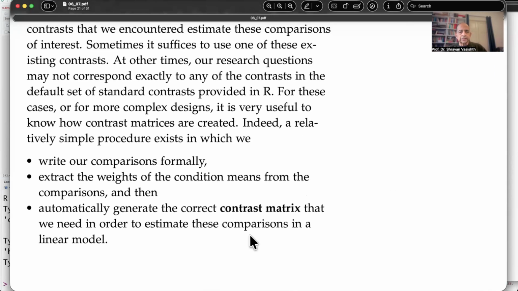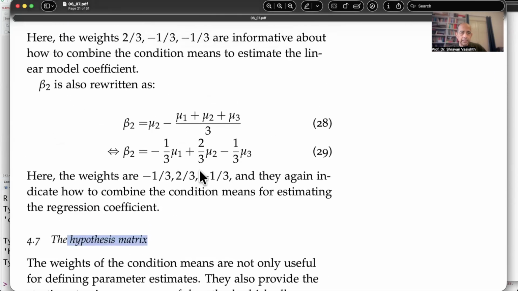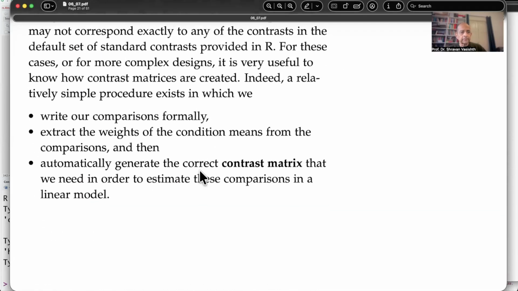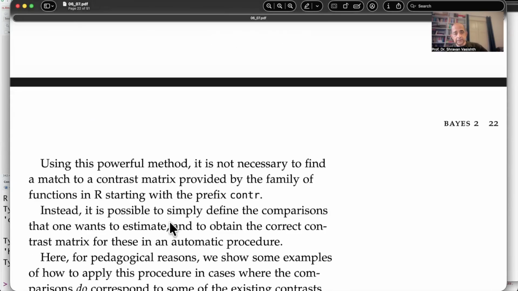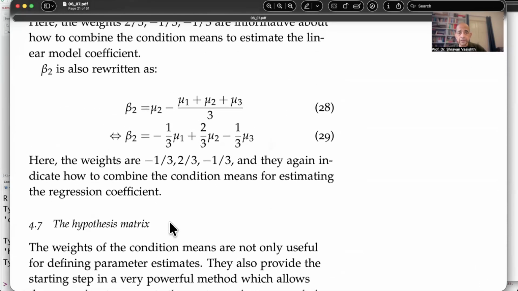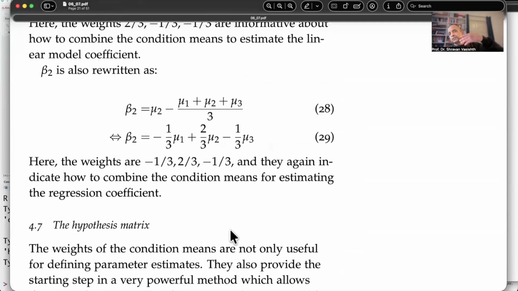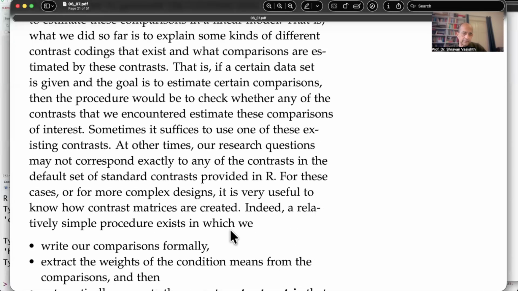So the approach we're going to take is the following. We write down the comparisons formally. I just did that, those two comparisons. Then we extract the weights of the condition means from the comparisons. We did that too. That was -1/3, 2/3, -1/3 for the first one, and then 2/3, -1/3, -1/3 for the second one. And what we're going to do with those weights is generate a contrast matrix that we need to estimate the comparisons in a linear model. So we're going to use the contrast matrix in the linear model. We're not going to use these weights. These weights are just an intermediate stepping stone that gets us to the contrast matrix.